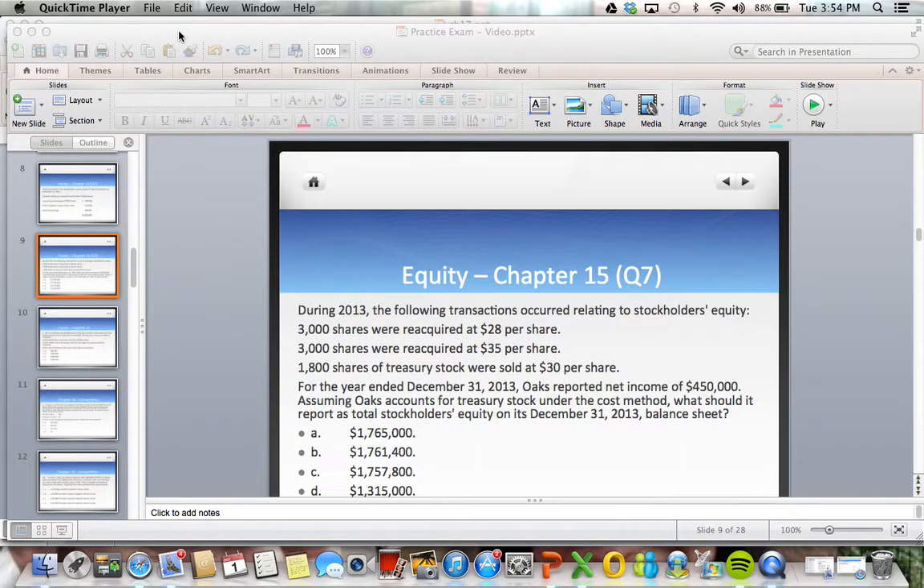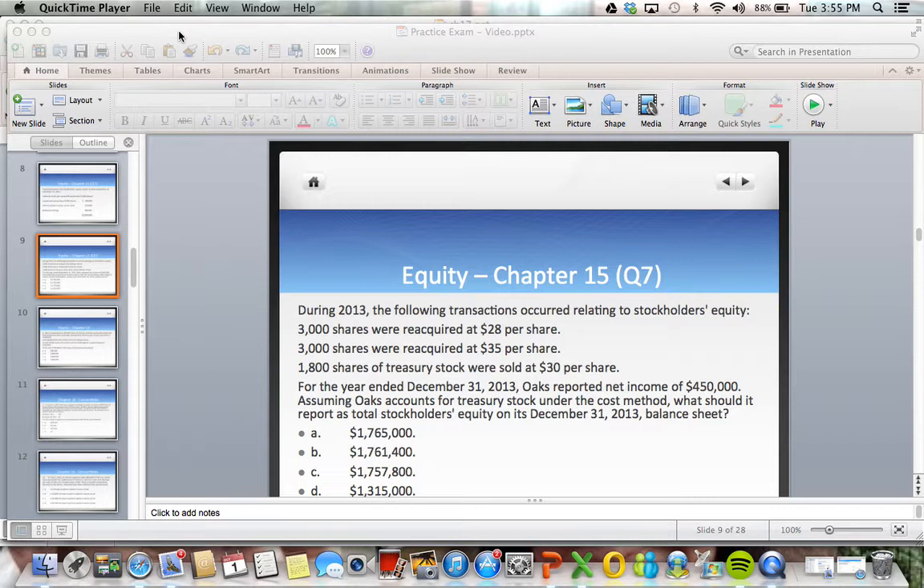Continuing with our review here, we're in chapter 15 for equity, and this is question number 7 that has to do with how to compute your equity, your treasury stock. We're going to figure out how to compute outstanding equity here. So with this question, during 2013, the following transactions occurred relating to stockholder equity.